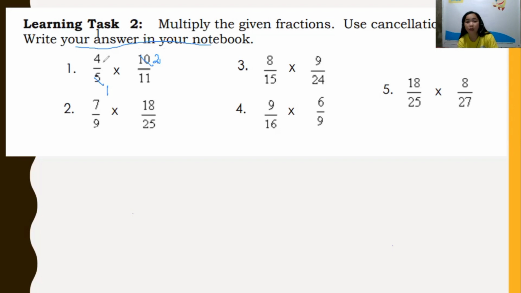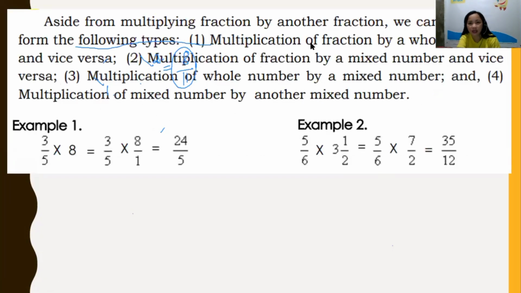So, now let us multiply the new numbers. We have 4 times 2 equals 8. And 1 times 11 is 11. Therefore, the answer is 8 elevenths. Wala na po siyang lowest term. So now, you're going to answer number 2, 3, 4, and 5 using cancellation method. Let's have another example. No, I've already given you 3 examples. Now, let's proceed to the next slide.